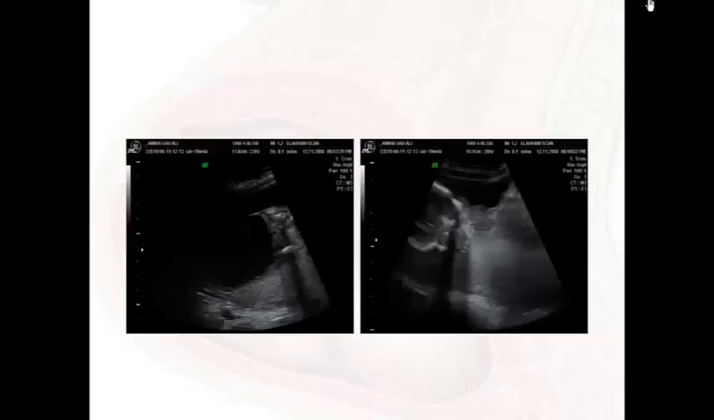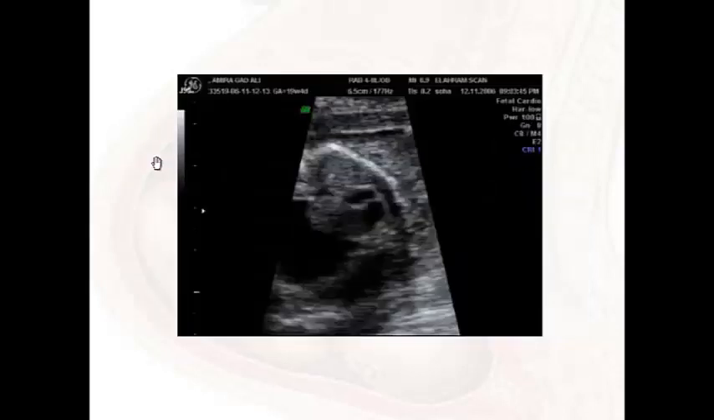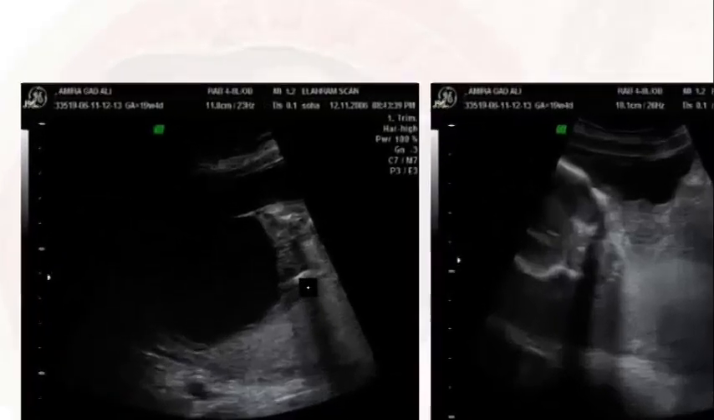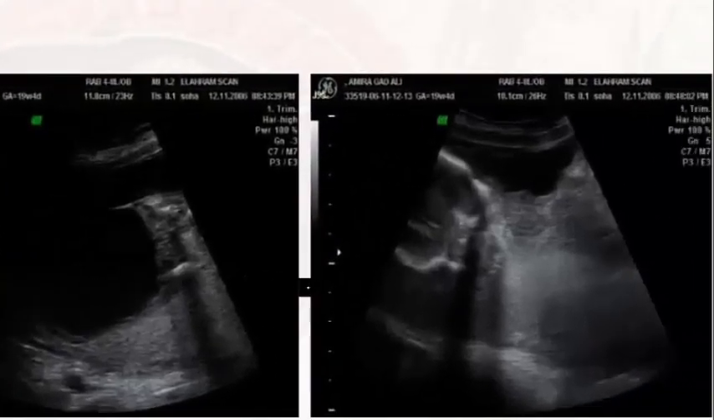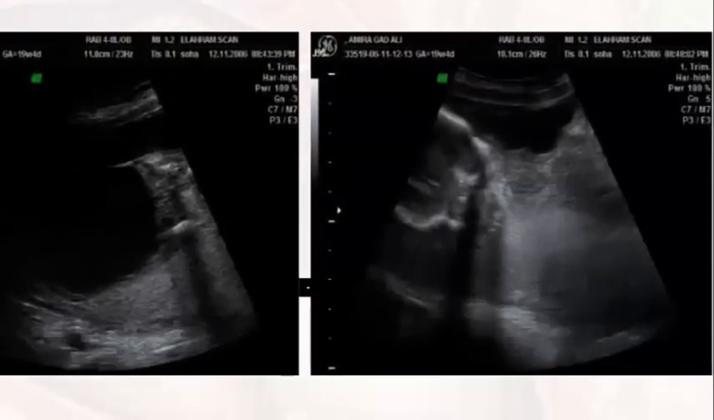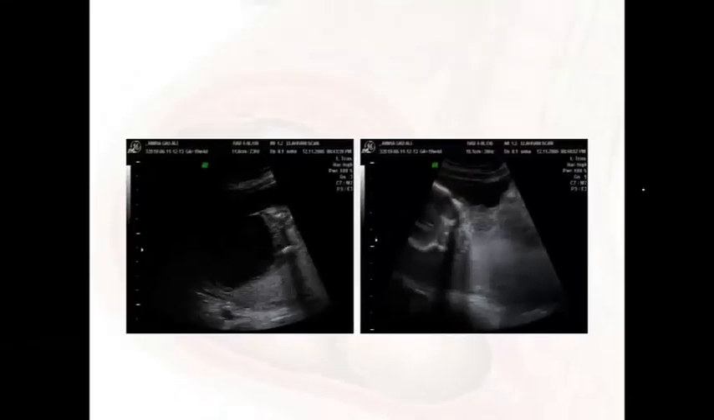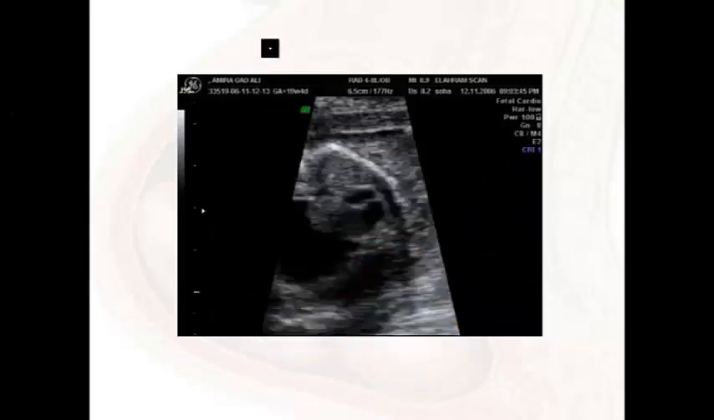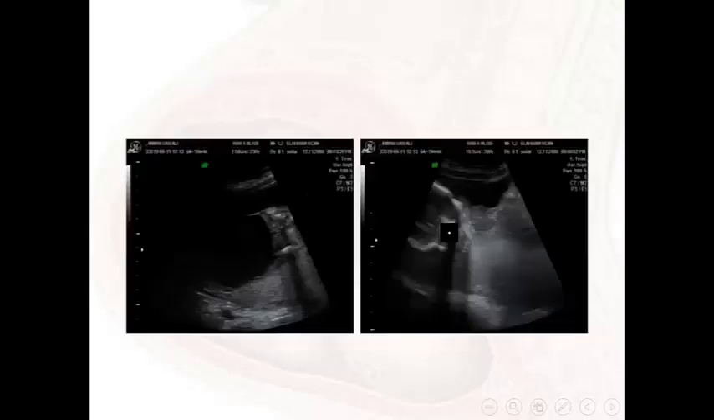This is another case, but the videos are not working. This is another case of cystic hygroma in the neck, but in this case the fetus had other anomalies, and it is non-immune hydrops fetalis. There is pleural effusion, and the heart shows a single ventricle and single atrium. Okay.